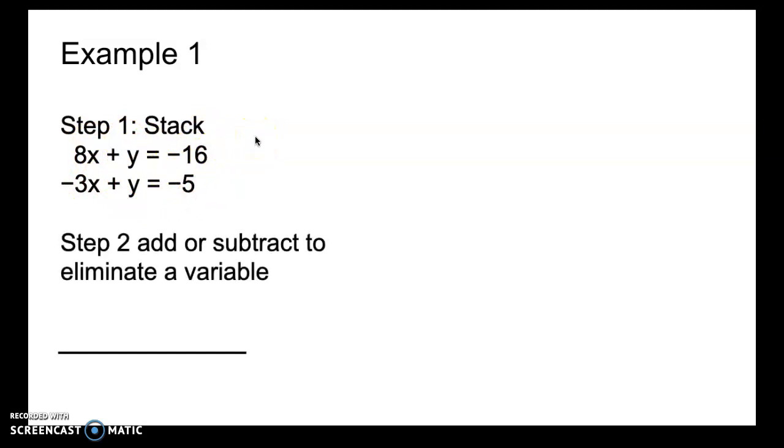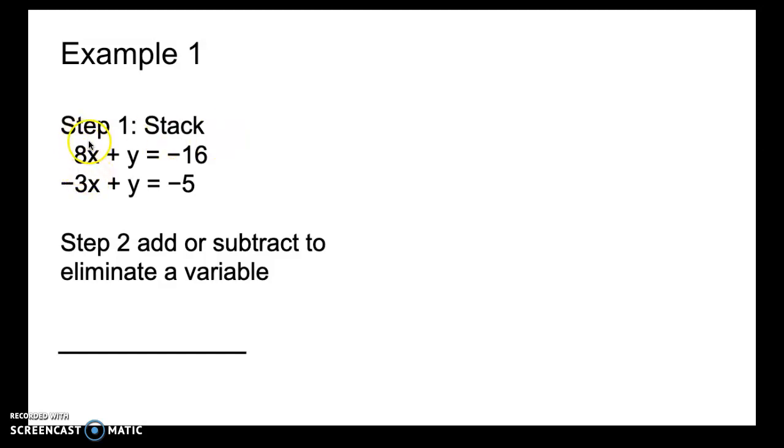So we're going to stack them first. That just means putting your x's above and below each other, stacking your y's, and stacking your constants. The next thing is you're going to decide if you need to add or subtract to eliminate a variable, or to get rid of a letter.